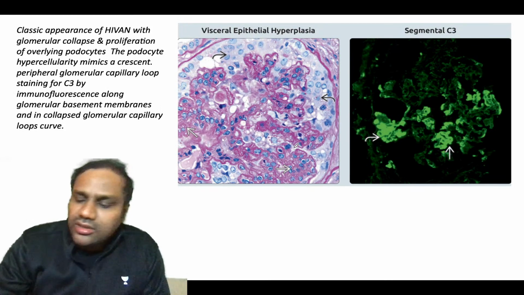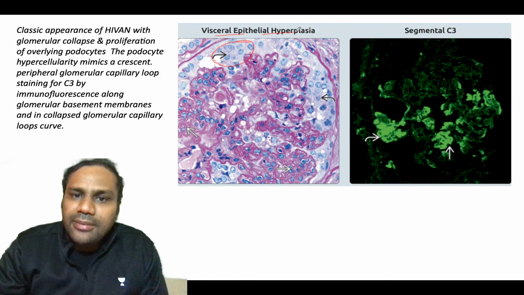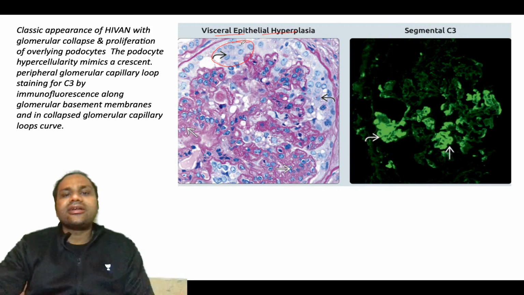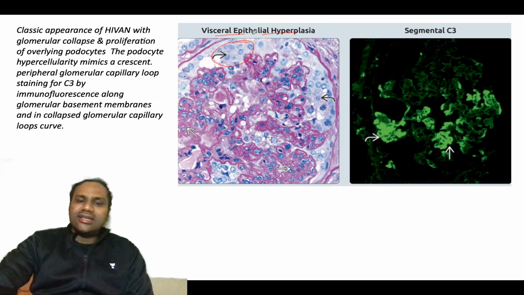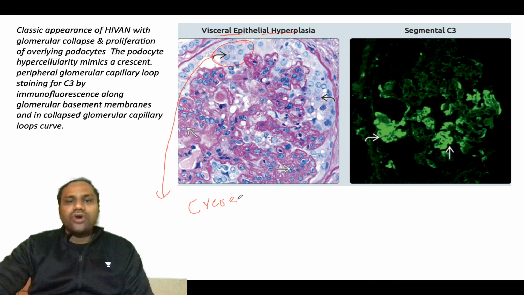So what is happening here? Here you are increasing the cellularity. This is basically visceral epithelial hyperplasia, and they look like a crescent, they mimic a crescent. I am talking again and again about crescent, so now it's time you know about the crescent. So what is a crescent?